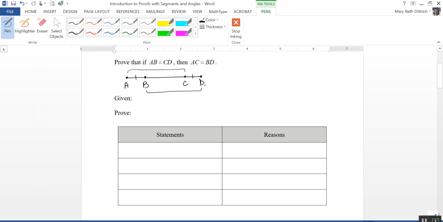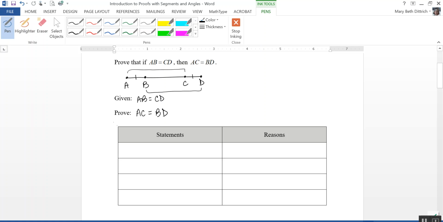Now you might look at that and go, well, yeah, it's obvious, but we actually have to prove it step by step. First thing we want to do is state what is our given information, and that's usually what follows the word if. So it is given that the length of AB is equal to the length of CD. And then what we have to prove is what's stated after the word then, that AC is equal to BD.